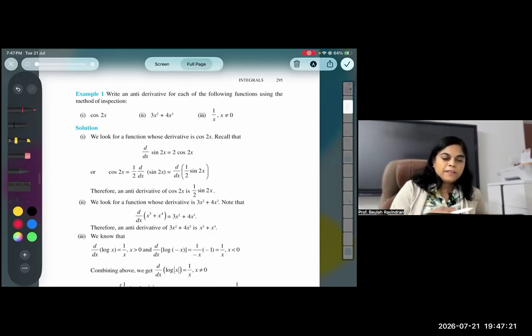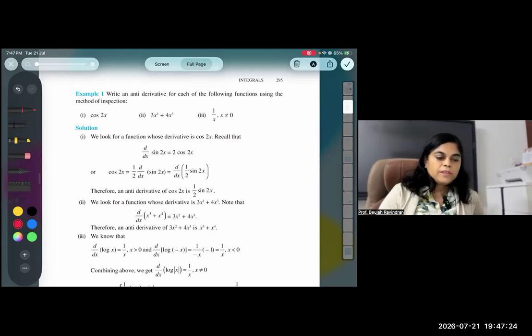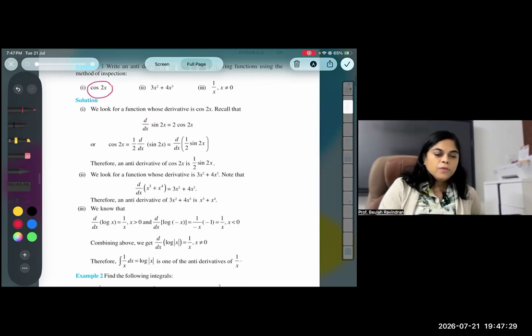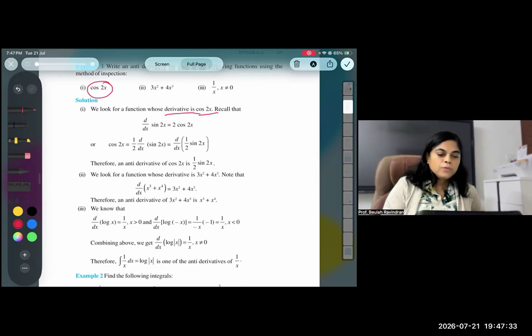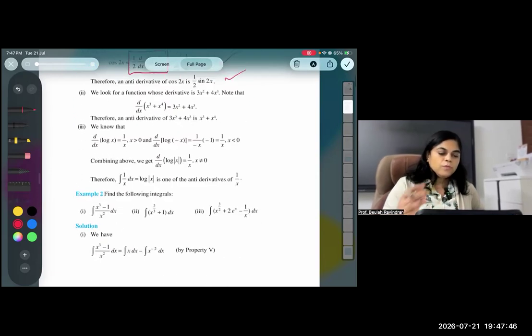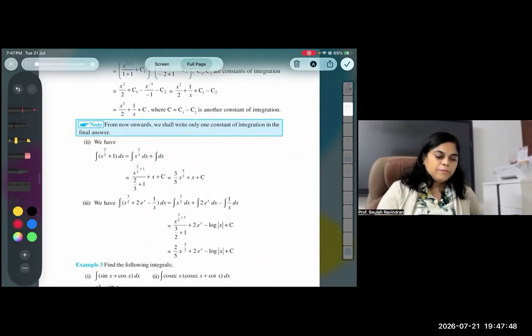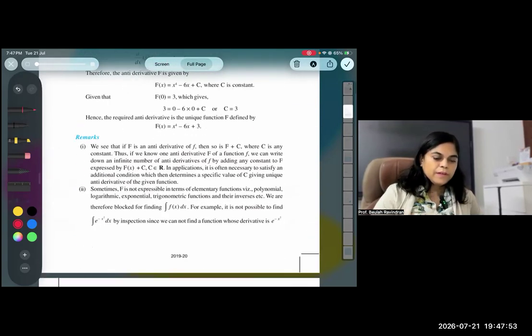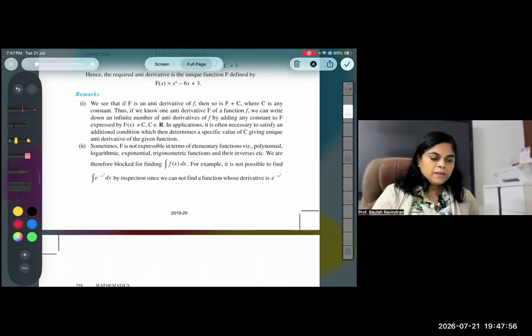You're asked to find the antiderivative for each of the following using the method of inspection. See here, cos 2x: what is the function whose derivative is cos 2x? The derivative of sin 2x is 2 cos 2x, right? So you can take cos 2x as 1 by 2 sin 2x. So that is the antiderivative. Like this, you must find out. Can you do all these things? It's very simple. We'll move on to the topic. So you can find the antiderivative very easily.